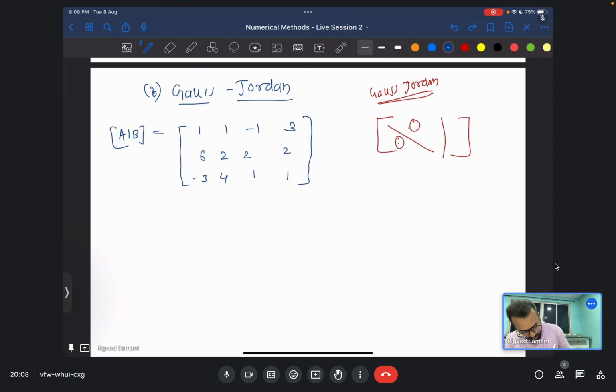This is -3. So the first one would be similar. There is nothing above this, right? Only below this. So there is nothing below the first one. Only 6 and only -3 is there, right? So for that only downside, we will change this thing. So R2 would be again R2 plus 6 divided by 1, negative of it, R1. R3 would be R3 plus same thing, -3 divided by 1, R1.